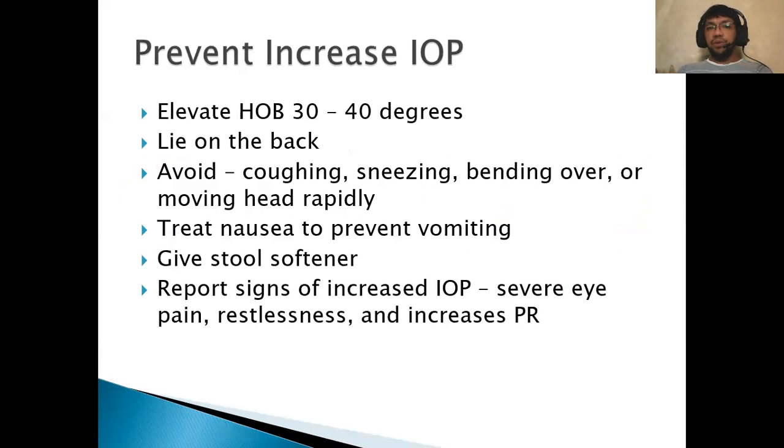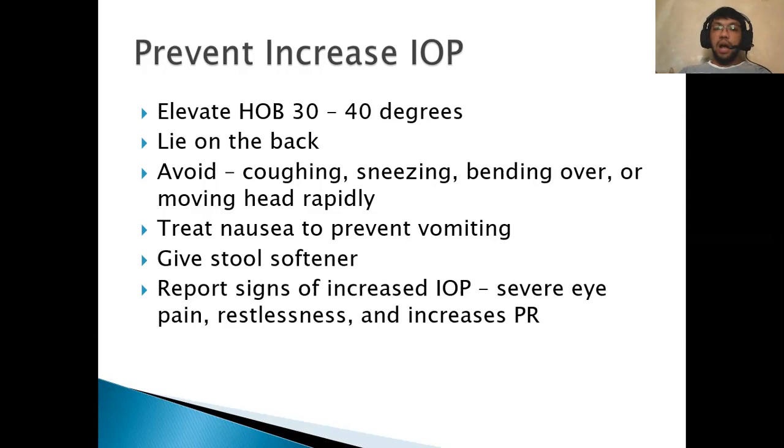Now, after the surgery is done, in order to prevent an increase in intraocular pressure, we need to elevate the head of the bed at around 30 to 40 degrees. Have them lie on their back, avoid coughing, sneezing, bending over, or moving the head rapidly because these can increase the ocular pressure. If there's nausea, treat nausea to prevent vomiting because vomiting will also increase the intraocular pressure. Give stool softener so that they will not strain during bowel movement, or increase fiber in the diet. Advise the patient to eat foods that are rich in fiber.